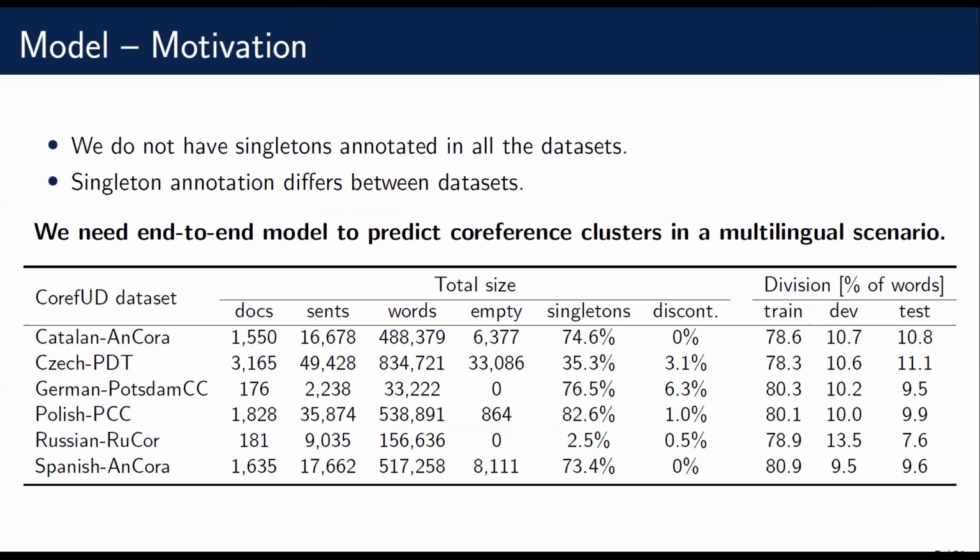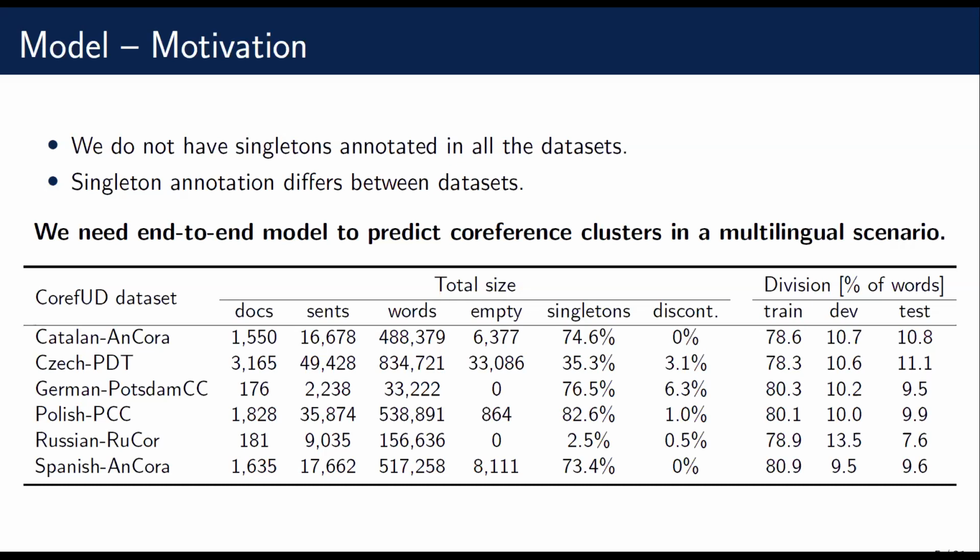Yeah, one reason for the model we used was motivated by the properties of the data sets. In the data sets, these singleton nodes were not annotated in all of them. In some of the data sets, the singletons were missing. And in some data sets, the percentage of singletons was pretty low.